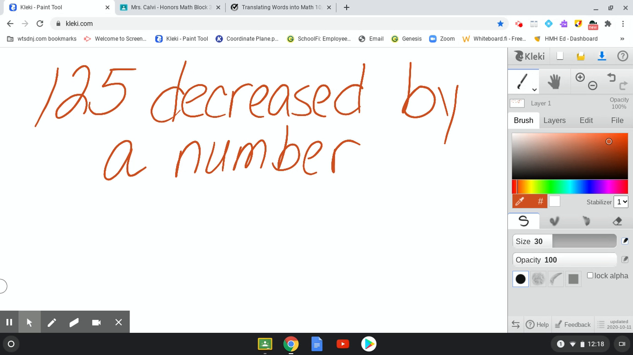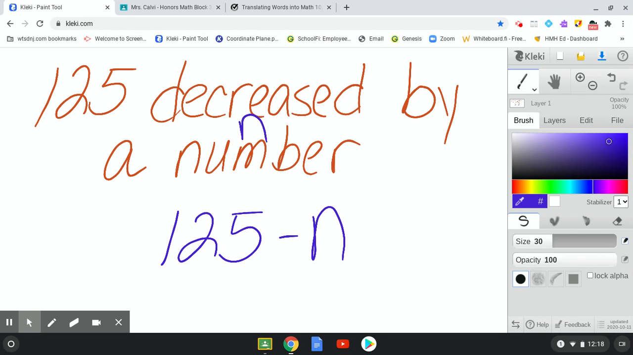Okay, the next problem I have here says 125 decreased by a number. So I'm going to kind of just start writing from left to right to get my algebraic expression. 125 decreased means you are subtracting. And by a number, we're going to use a variable n for number. So 125 minus n for this one.